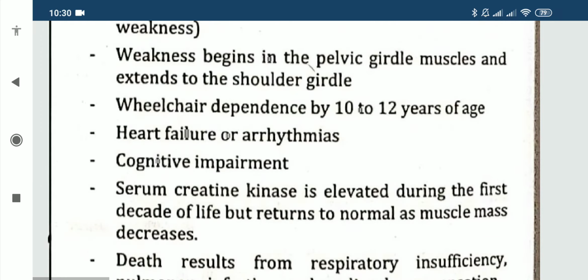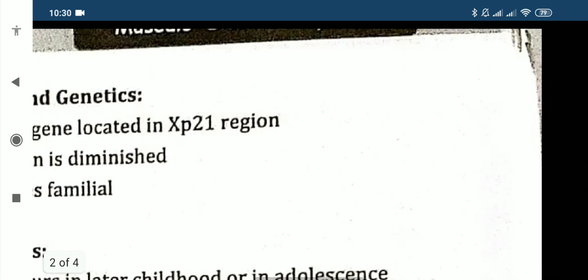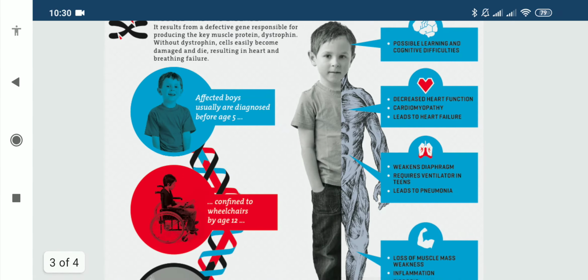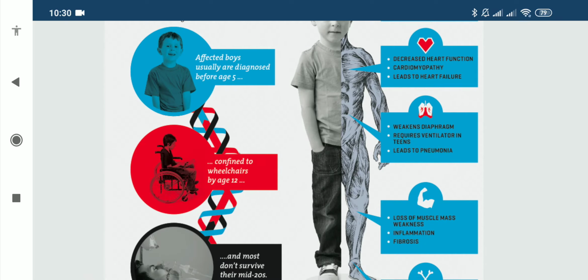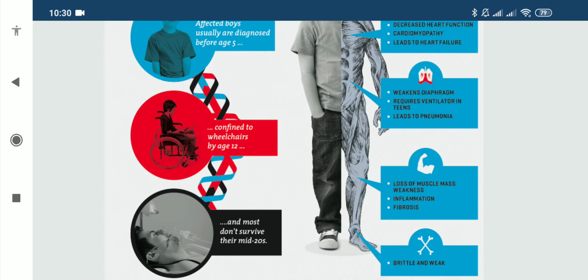It affects many parts of the body, mostly cognitive. It mostly affects the brain, affecting cognition. It also affects the heart, causing cardiomyopathy, and the main cause of death is diaphragmatic paralysis, leading to pneumonia or requiring ventilation. There is weakness of the muscles, with inflammation and fibrosis. The bone is also weak.